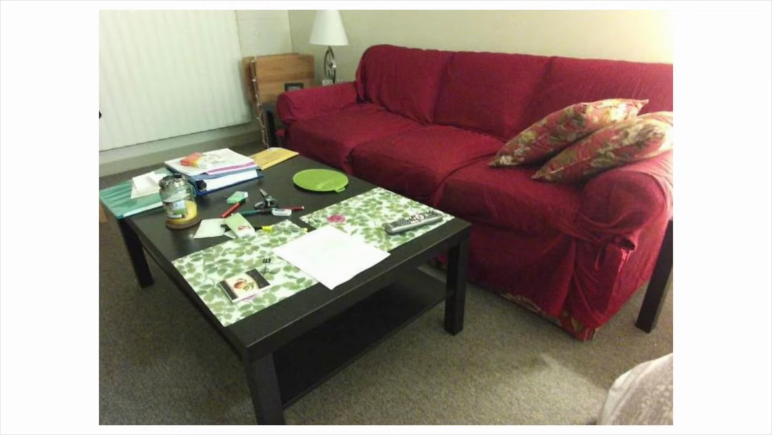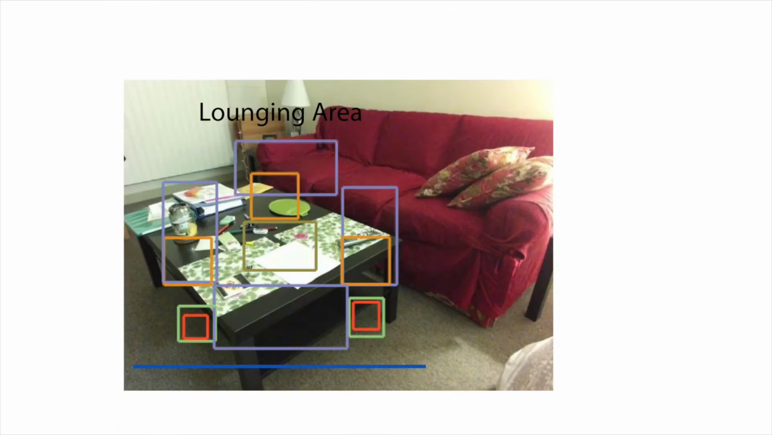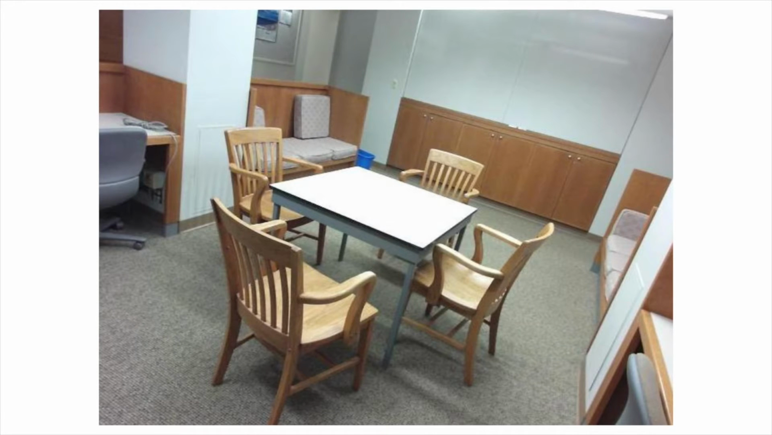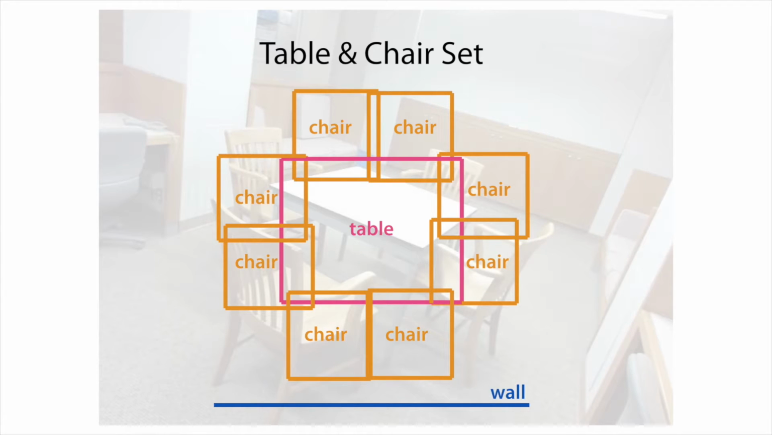The office area typically contains a desk with some chairs and maybe some monitors and speakers on the desk. The lounging area usually comes with a coffee table surrounded by sofas and chairs, and occasionally an end table and lamp on the side of the sofas. The table and chair set is a table surrounded by chairs. This usually appears in dining rooms and conference rooms.